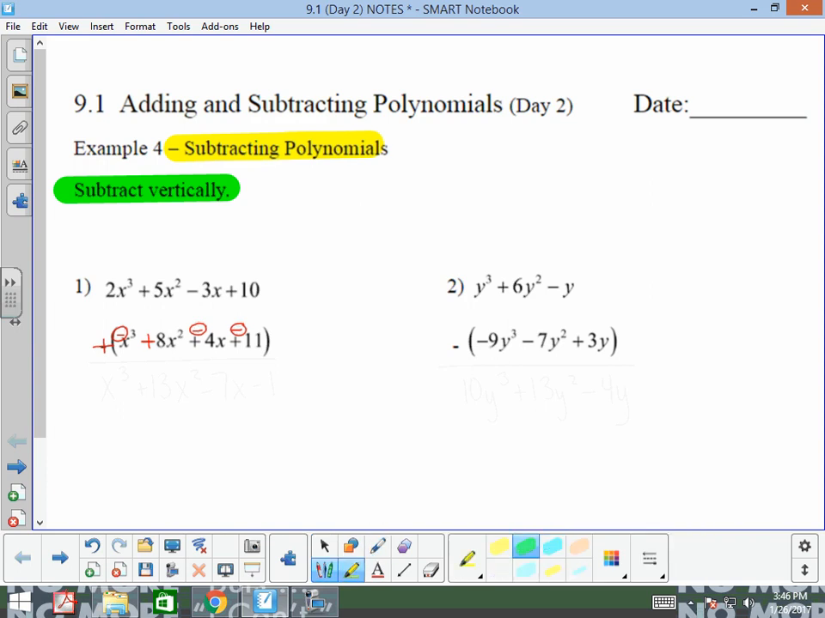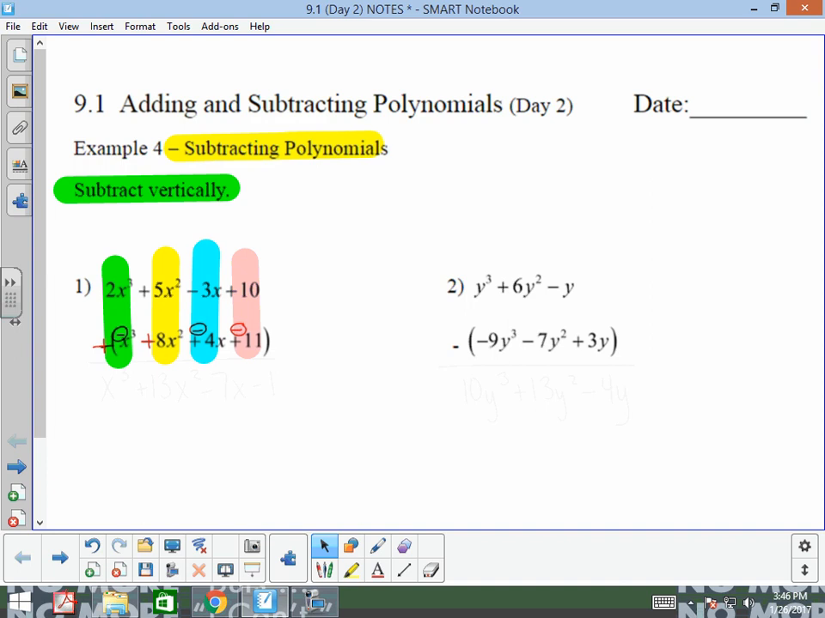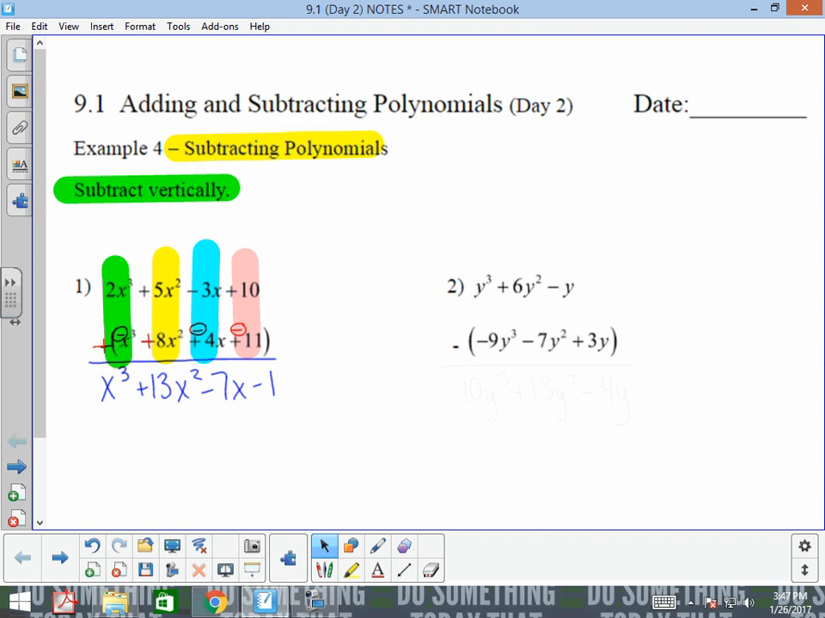So our like terms are 2x to the third and negative x to the third. We also have 5x squared and positive 8x squared. We also have negative 3x and negative 4x, and we have positive 10 and negative 11. So now we're doing what we did yesterday. Now that we changed that minus sign to a plus, we're just going to combine like terms. So we get x to the third plus 13x squared minus 7x minus 1.